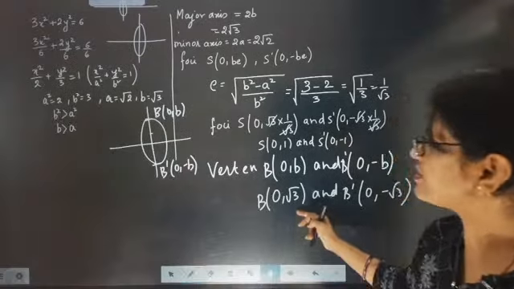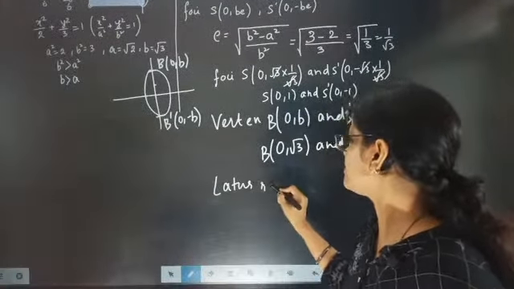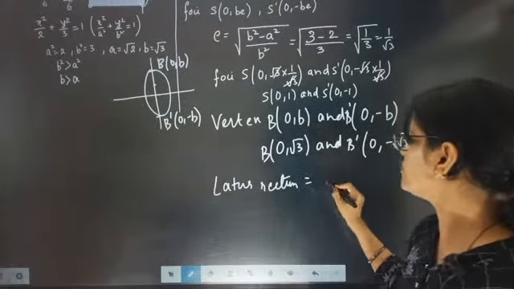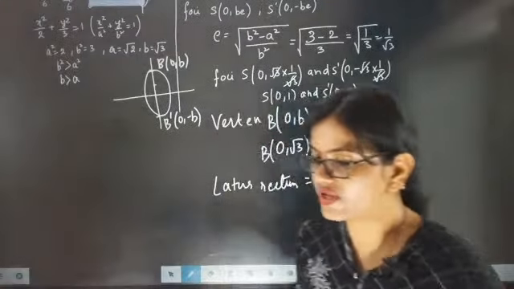After that, latus rectum we have to find. Now what will the latus rectum formula be? Latus rectum is 2a square by b for the ellipse. Gautam, good evening Gautam.